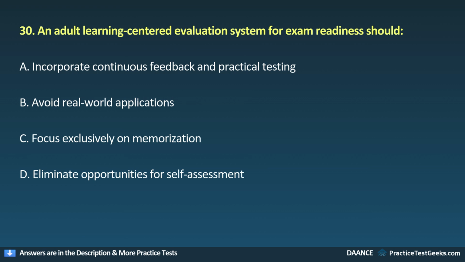30. An adult learning-centered evaluation system for exam readiness should A. Incorporate continuous feedback and practical testing. B. Avoid real-world applications. C. Focus exclusively on memorization. D. Eliminate opportunities for self-assessment.